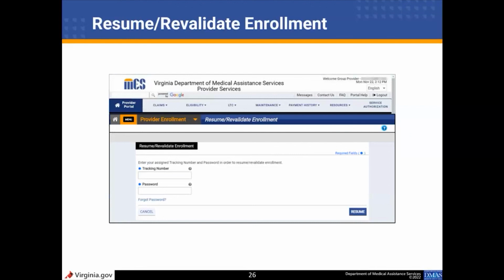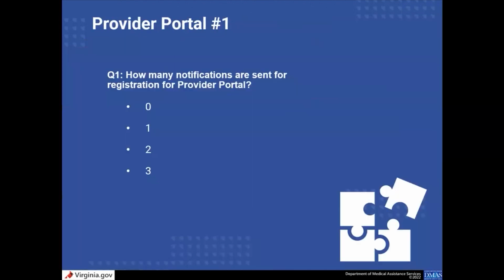So our first question is how many notifications are sent for registration for Provider Portal? Is it 0, 1, 2, or 3? The correct answer is 2. Credentials are delivered in 2 distinct registration emails. The first email includes your user ID and hyperlink to access registration for Provider Portal. The second email includes your temporary password.